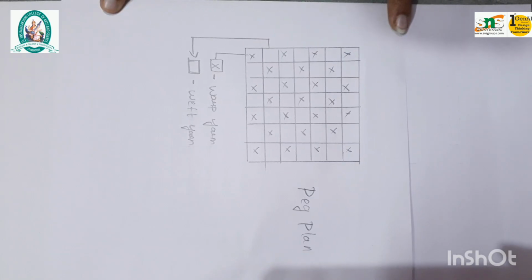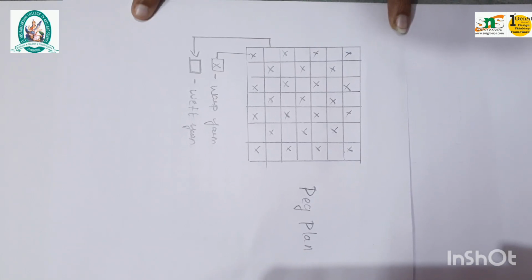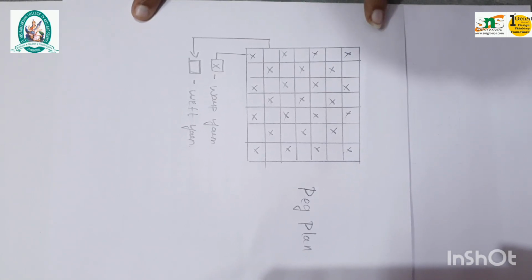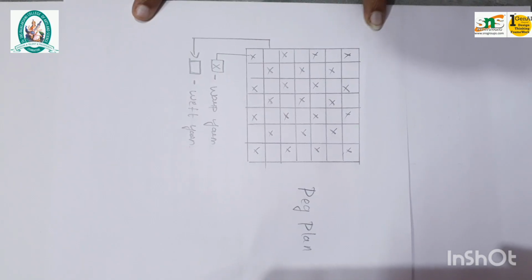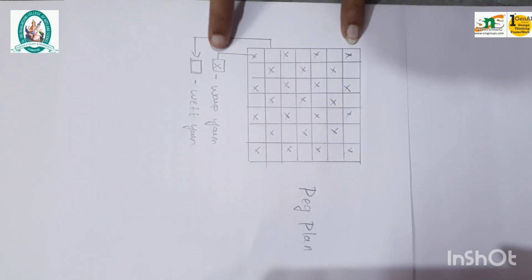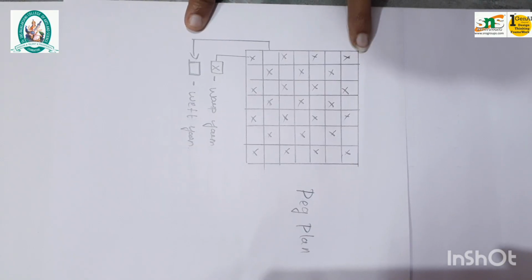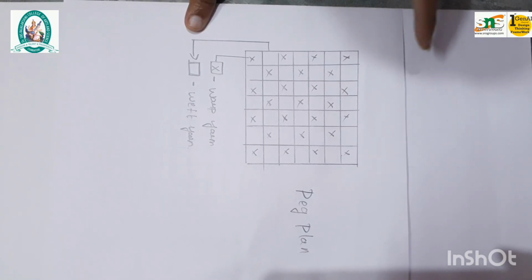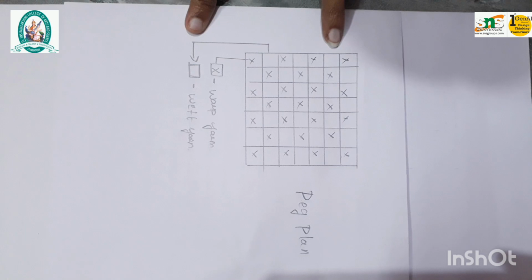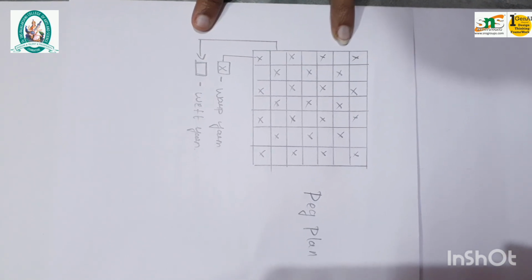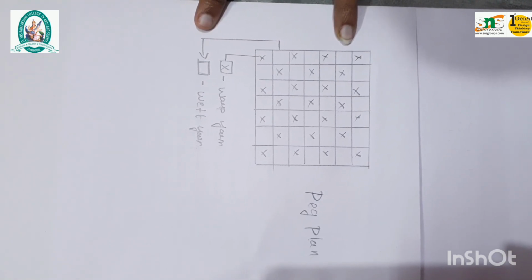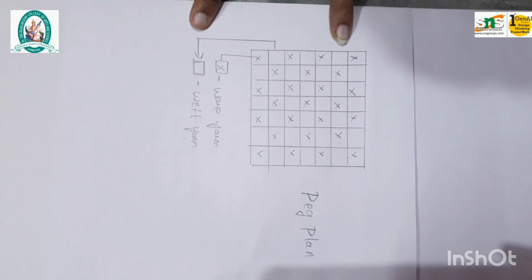Next step, this is the peg plan. First we have seen the draft plan, and this is the peg plan. In this peg plan, the X denotes the warp yarn, and the plain space is the weft yarn. First we drafted the structure, and we have found the peg plan for the drafting procedure of the structure. So this is the final structure of the plain weave.